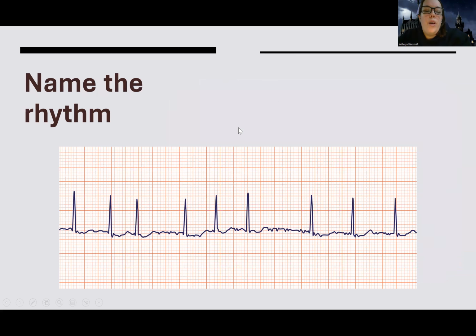What do you call it? So this rhythm, remember, we have our systematic method. We just have to name it. So we have 1, 2, 3, 4, 5, 6, 7, 8, 9. So I have a rate of 90 because I take how many QRS spikes there are and times it by 10.